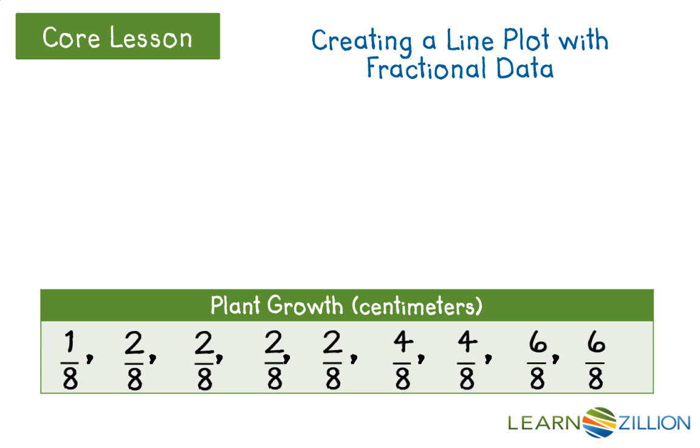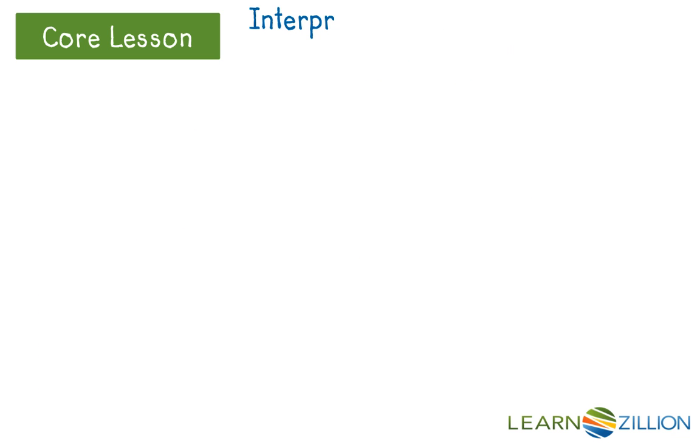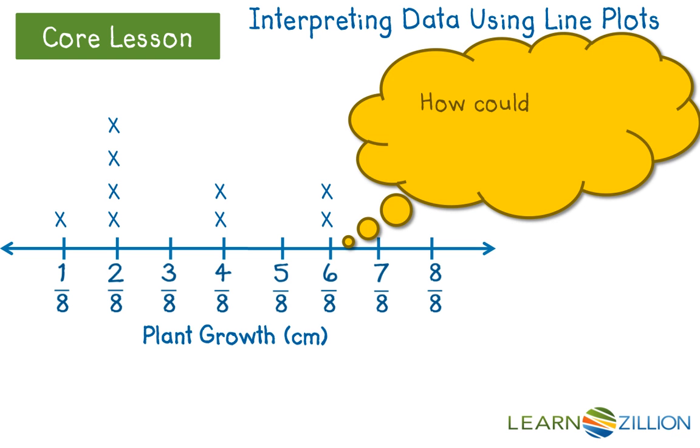Now that we have our data organized, it's easy to create our line plot. This line plot can help us interpret and answer questions about our data. Since our experiment involves looking at plant growth patterns, we can use the data we've collected so far to help us make predictions for future growth.